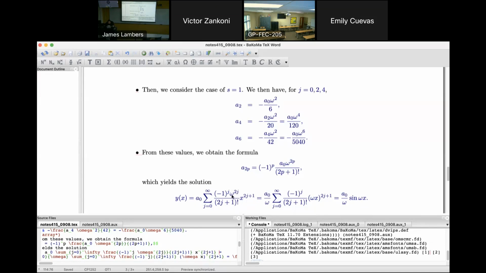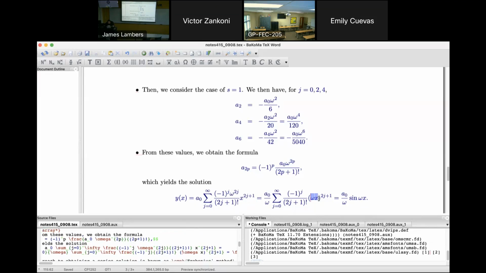So now we have omega to the 2j plus 1, x to the 2j plus 1. So now I have omega x, the whole thing, to the 2j plus 1. And this is the Maclaurin series for sine of omega x. So sure enough, we get cosine or sine, depending on s. The two options for s led to the two linearly independent solutions, cosine omega x and sine omega x.